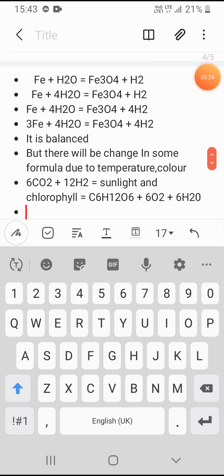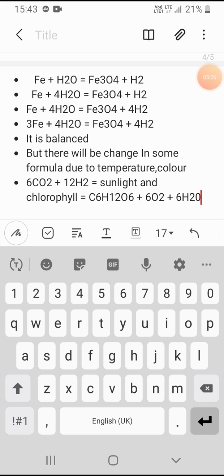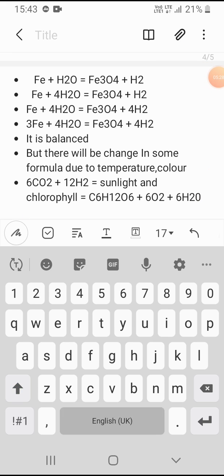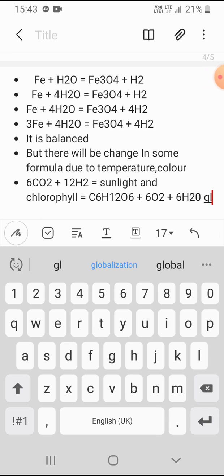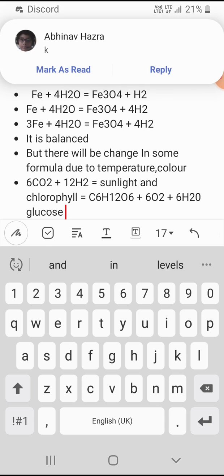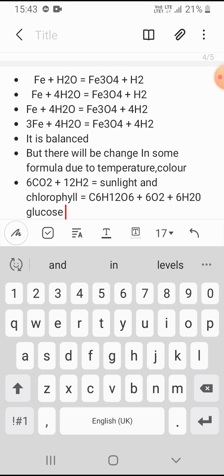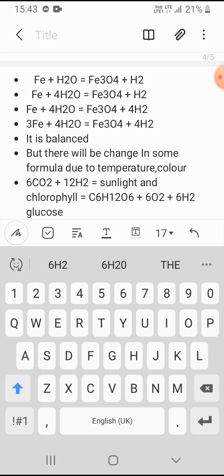We get glucose, this is glucose, this is the formula for glucose, C6H12O6 plus 6O2 plus 6H2O, is the formula for glucose.